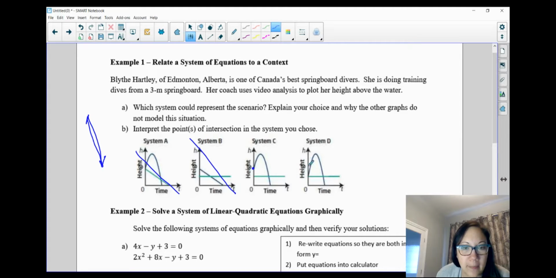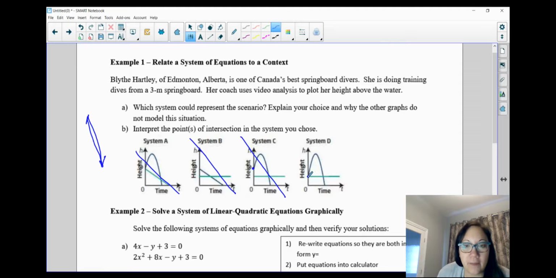So it looks like the y-intercept of the parabola is about there on that graph and about here on this graph. System C would imply that she was hovering above the board and then jumped up. System D would imply she's standing on the board, jumped up, and then went down. So she wasn't hovering, she was standing on the board. So we're going to say system D.